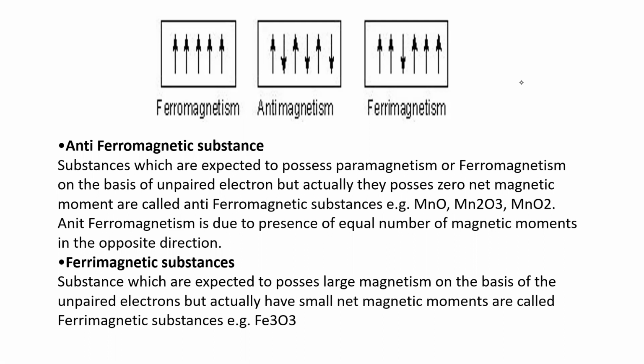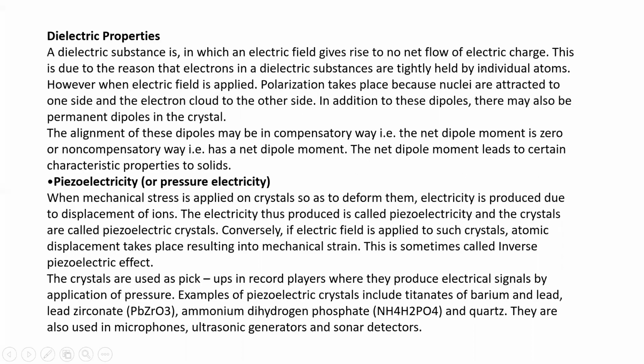In antiferromagnetism, the alignment of particles will be equally in opposite directions. And in a ferrimagnetic substance, the alignment of particles is not in one particular direction and they are not at all equal. So this is about magnetic properties of solids. Next, we have dielectric properties.